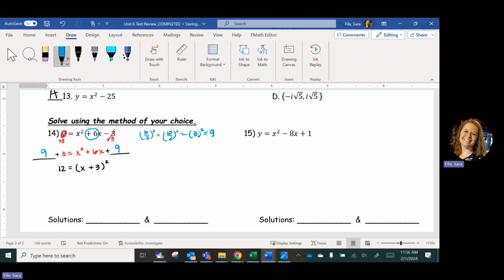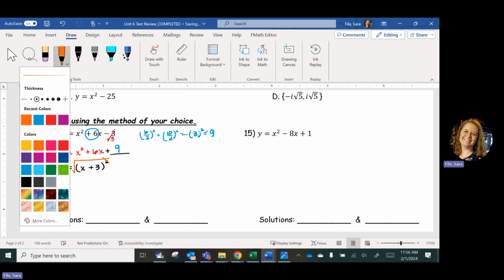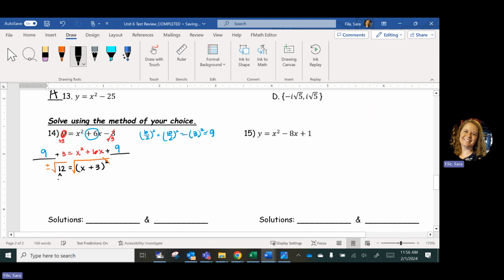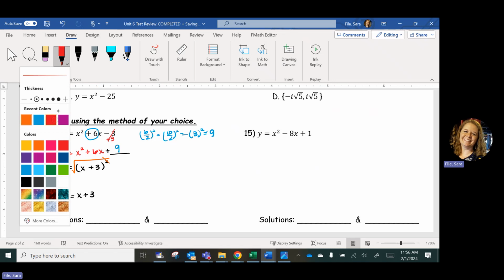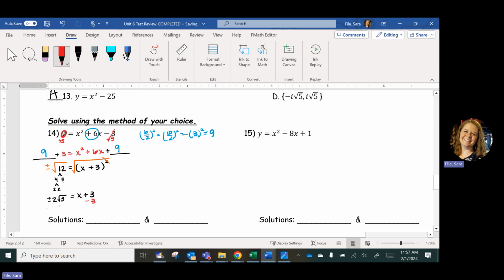Okay, so now I'm ready to take the square root of both sides to solve this. Don't forget your plus or minus. So positive or negative square root of 12. 12 is one I can do a factor tree on. Okay, and there I've got a pair of 2's. So a 2 gets to come out, but the 3 has to stay underneath. I've got positive or negative 2 root 3 equals x plus 3. And I still have to move that 3 over to the other side.